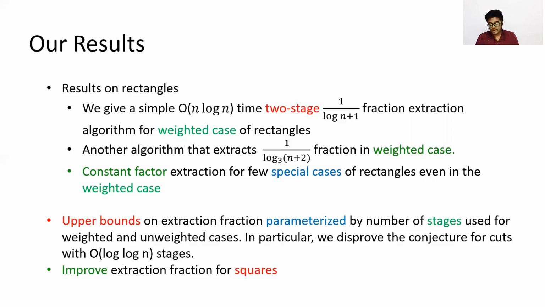Previously the special case that was attacked was squares. Now we extend it to things like fat, similar, balanced, and so on. Let's see it later. We also give upper bounds on the extraction factor parameterized by the number of stages. So if you are limiting the number of stages you're using, say I'm going to use 4 or 5 stages for my algorithm, then you cannot extract a constant fraction. And obviously we improve the extraction fraction for squares.